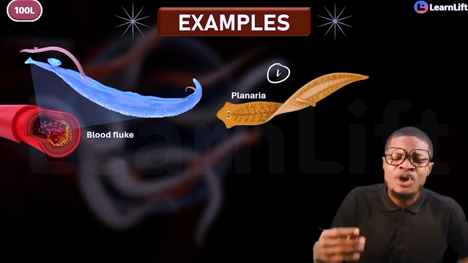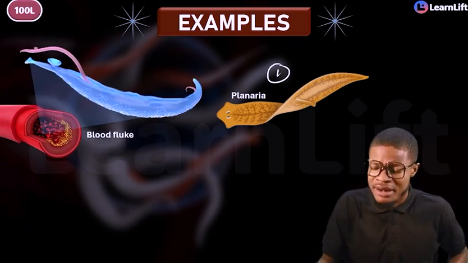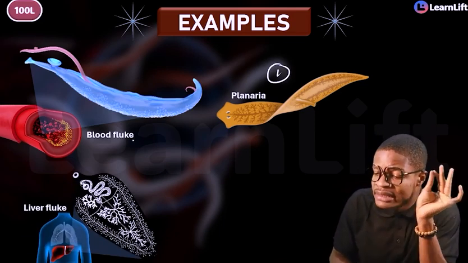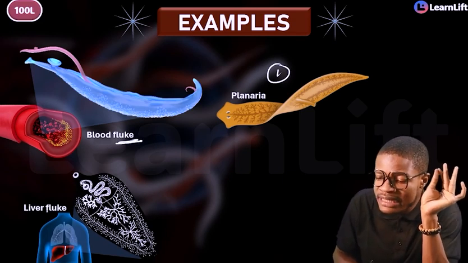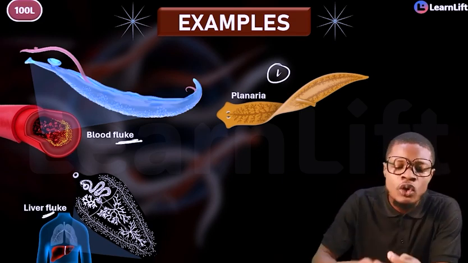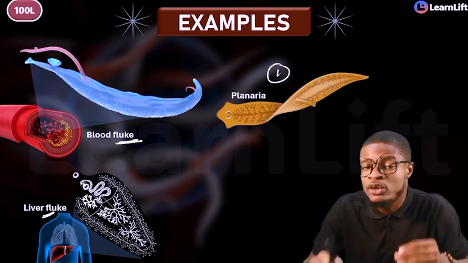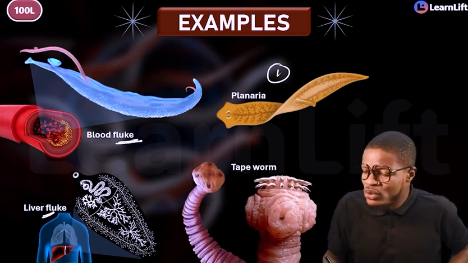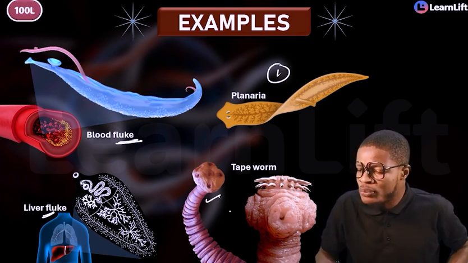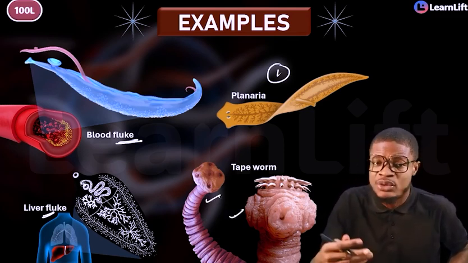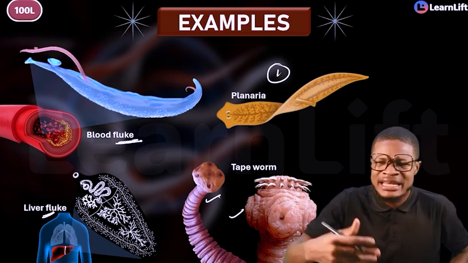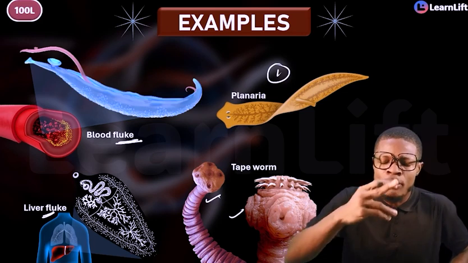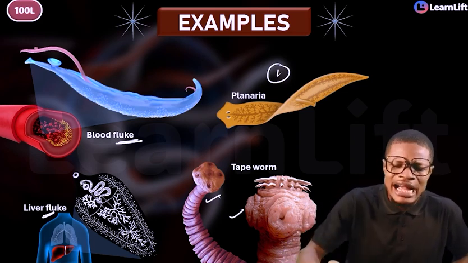Number two is called your blood flukes, right? Number three is called your liver fluke. So we have planaria, and this guy is a fluke, this guy is a fluke. Whether blood fluke or liver fluke, the two of them are flukes. And then number 3 is the one we call your tapeworm. There are two major prominent species of tapeworm, your Taenia solium and your Taenia saginata. I'll give you their differences. Your planaria, your blood fluke, your liver fluke, and your tapeworm.